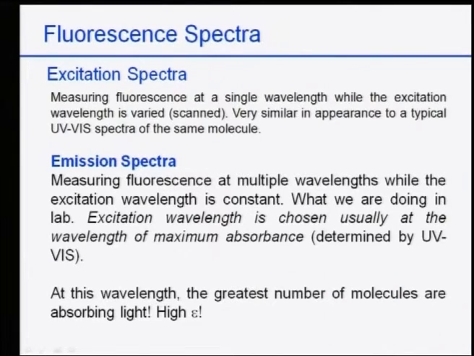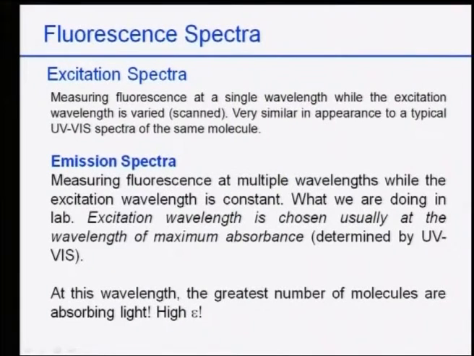For emission, we measure the fluorescence spectrum at multiple wavelengths while the excitation wavelength is constant. So, you keep the excitation wavelength constant and then measure the emission or fluorescence spectrum at different wavelengths. The excitation wavelength is usually chosen at the wavelength of maximum absorption, that is the lambda max, which is what we showed you. At this wavelength, the greatest number of molecules will absorb, that means it has a very high epsilon as per the Beer-Lambert law.